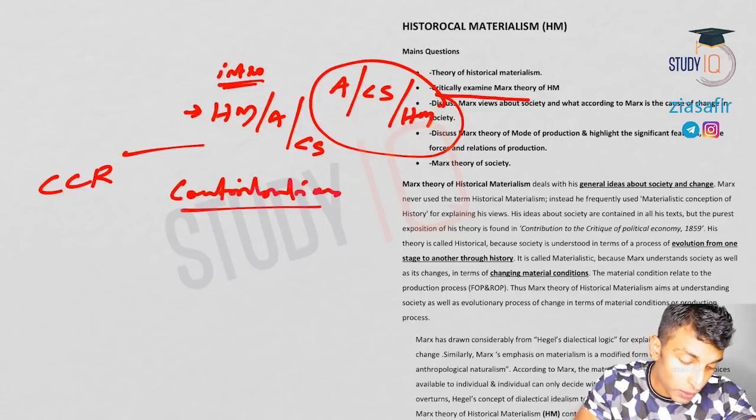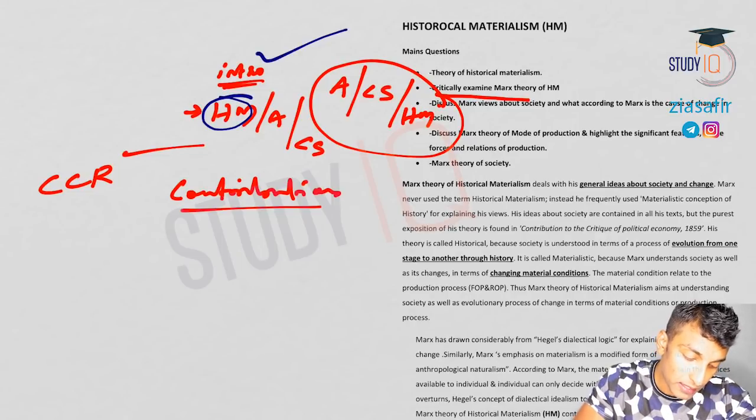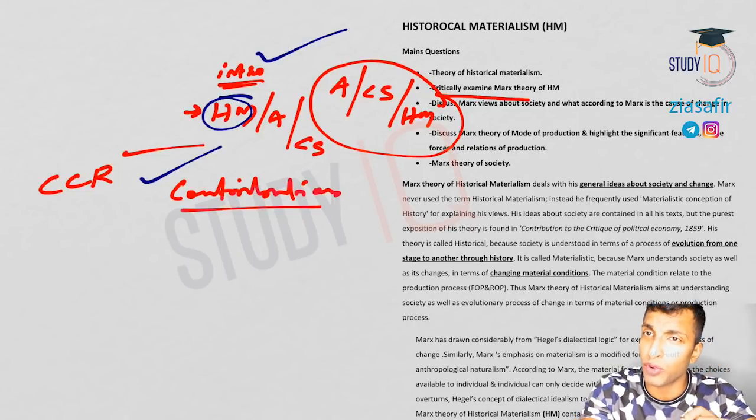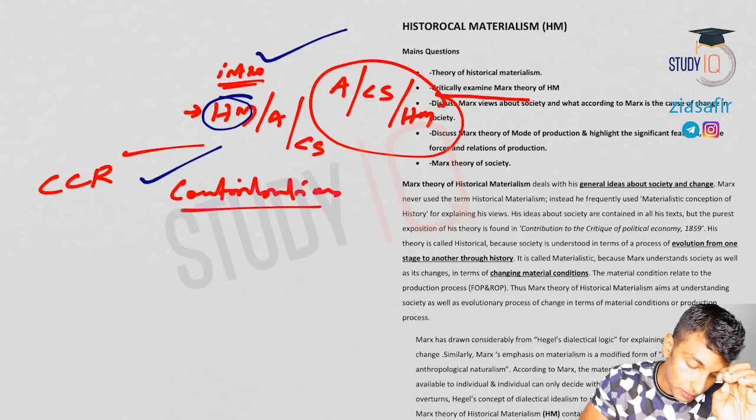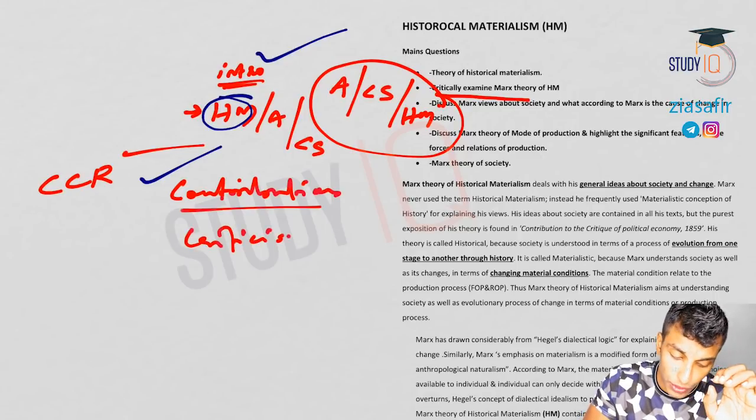What you need, you only need to change the theory here. This part is the same and this part is the same. Introduction is same, contribution is same. Then next part, next paragraph will be the criticism. That's the main part. So when you talk about criticism, here also you need to be very careful.